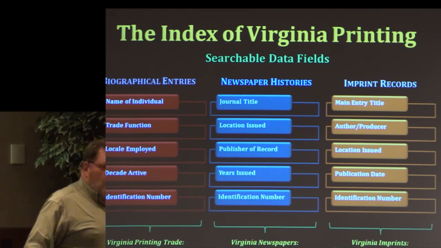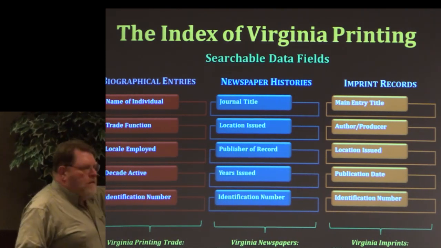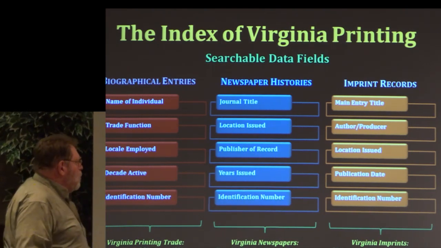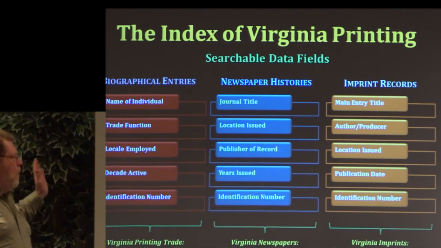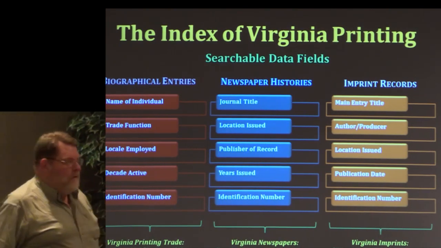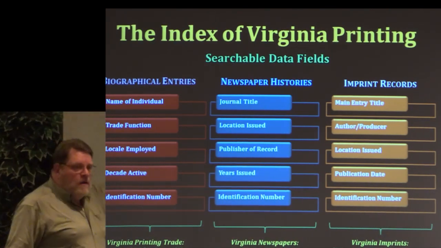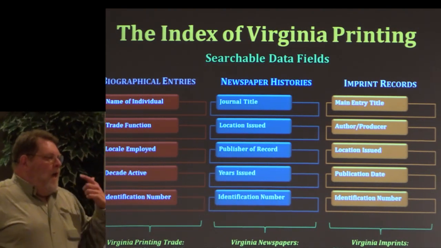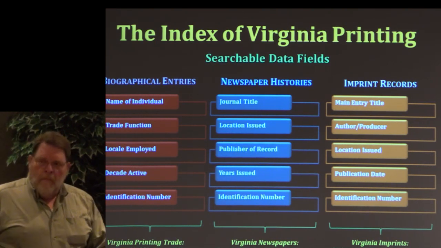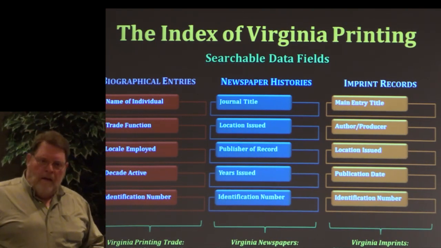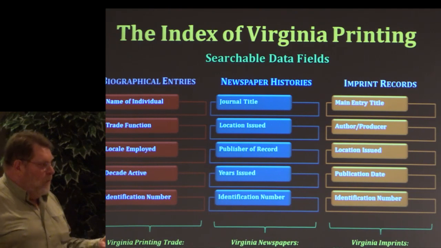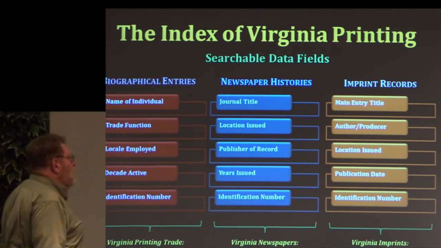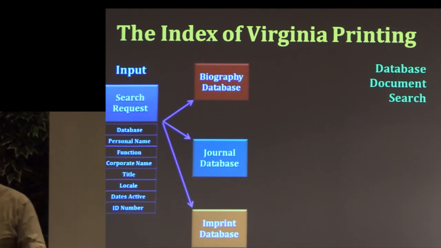Actually, what we're in the process of doing at the moment is taking out all of the data fields and putting them into a search table that is going to link across each one of these different things. So if you know the name of an individual and you go into the database, you're going to be able to find every single person he worked with, every single imprint he had his hand in, every single newspaper he was associated with, every single location in Virginia where he was. But they don't stay in Virginia.